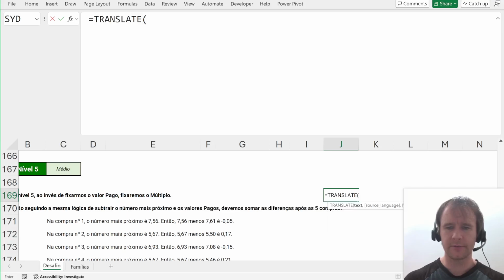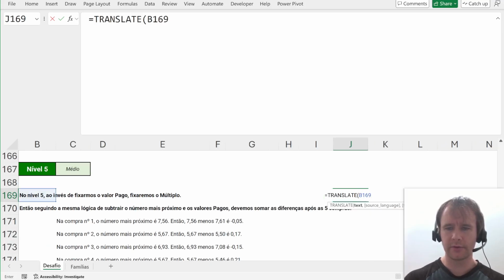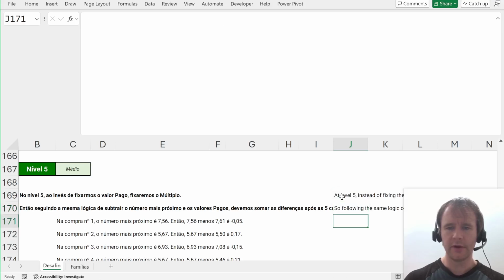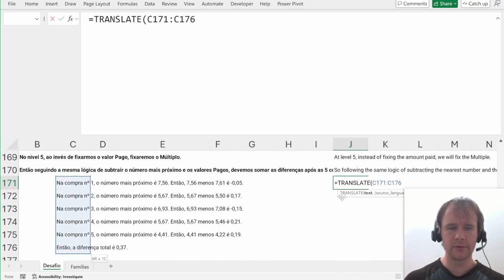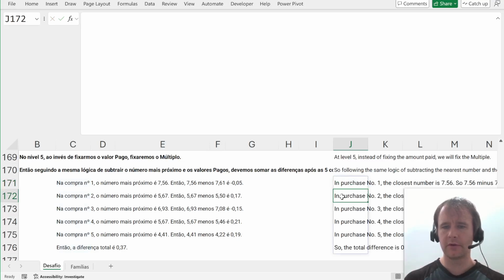Let's go back to translating. Wait, can translate take a range? Probably. I bet every new function can. Yeah. Yes, it can. Look at that, that's cool.